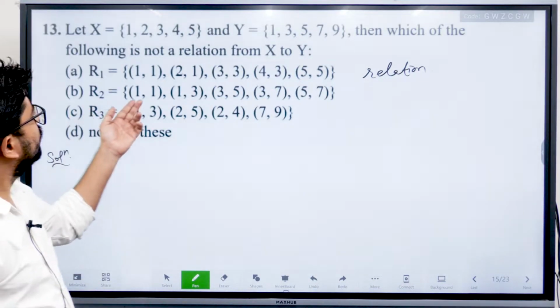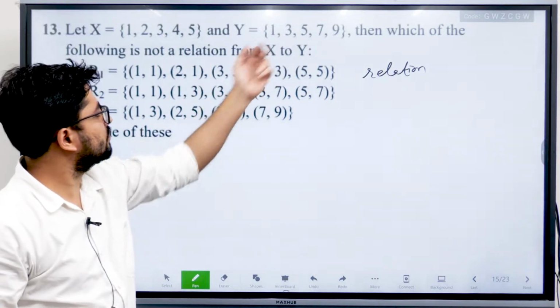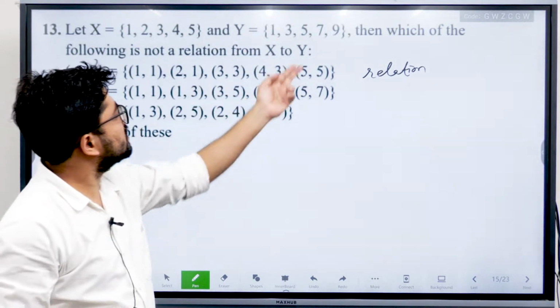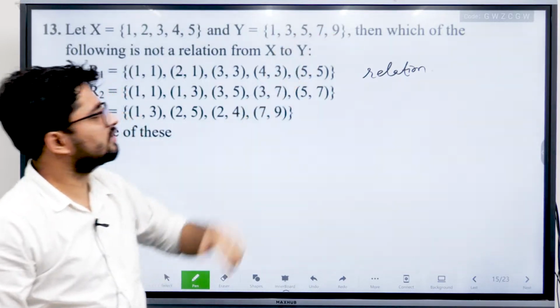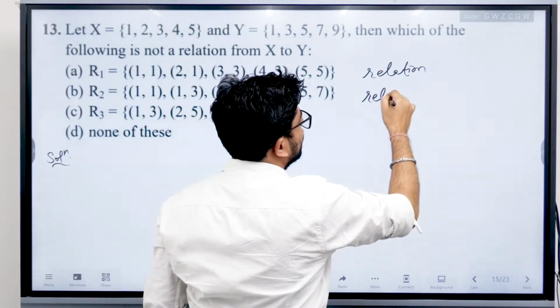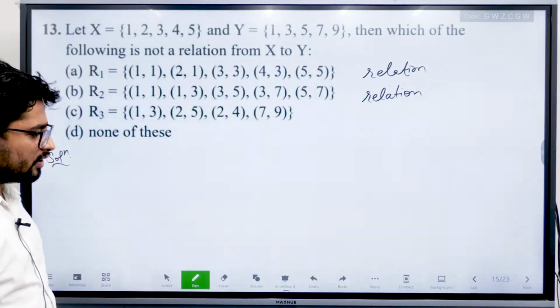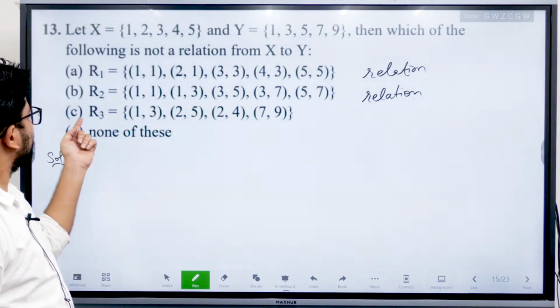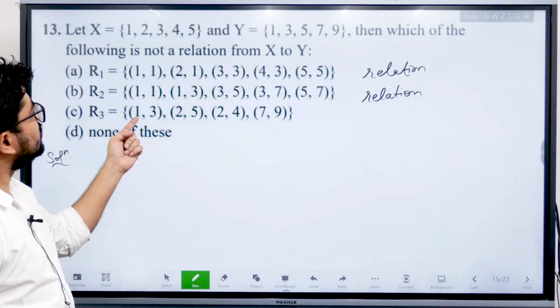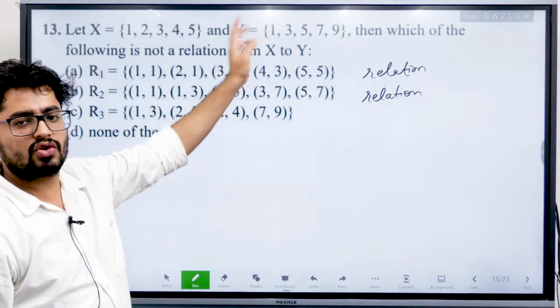Next one, R2: (1,1) yes, possible. (1,3) yes, possible. (3,5) yes, (3,7) yes, (5,7) yes. This is also a subset of X cross Y, so this is also a relation. Next is R3: (1,3), yes, belongs to X cross Y.